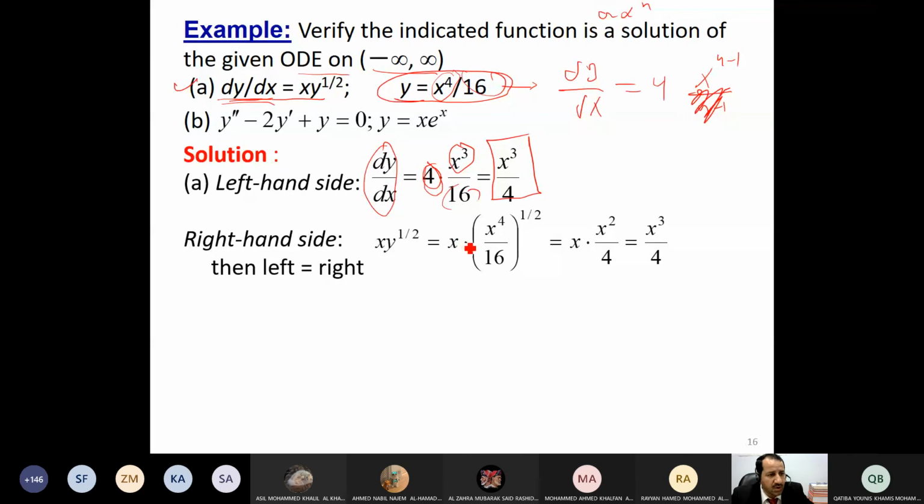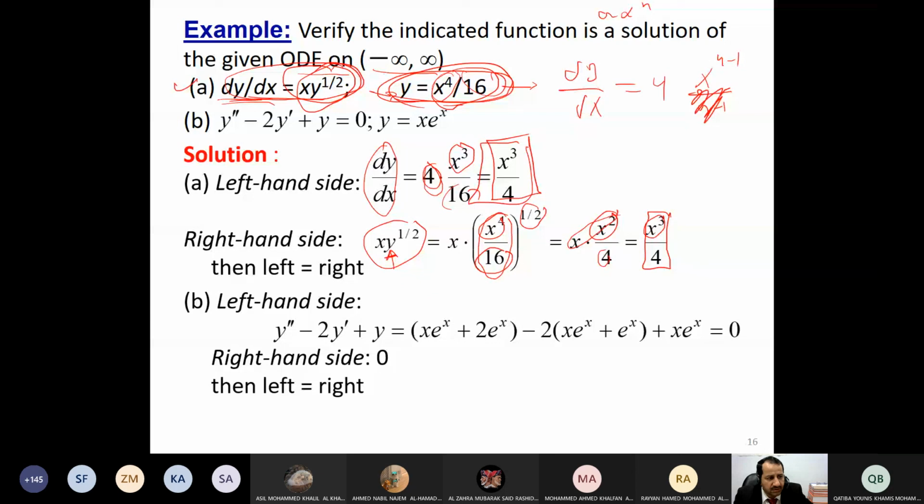Now if I go to this part, let me substitute for y this value, x to the power 4 over 16. I take the square root. For this one, it becomes x to the power 2. For 16, it becomes 4. Let me simplify, multiply these, it gives me x to the power 3 over 4. Now, left-hand side equals right-hand side, so this is the solution. When I say this is my differential equation, I solve it. This is my solution. If I differentiate y, I should return back to the original function. Got it?